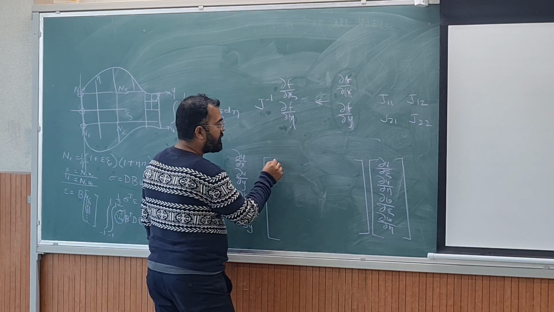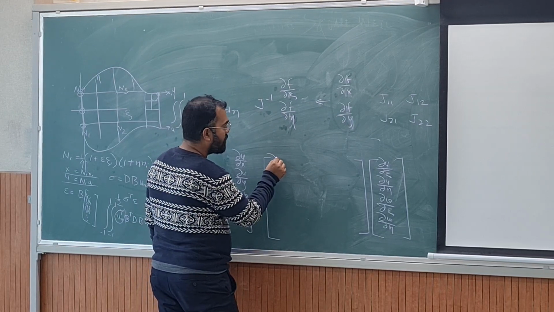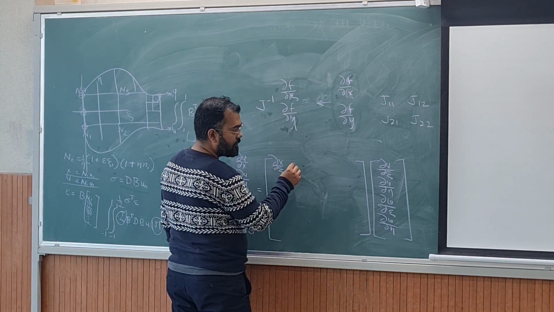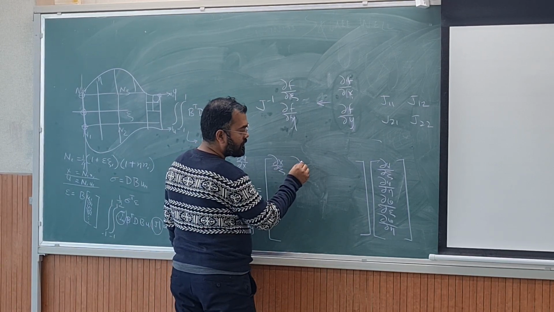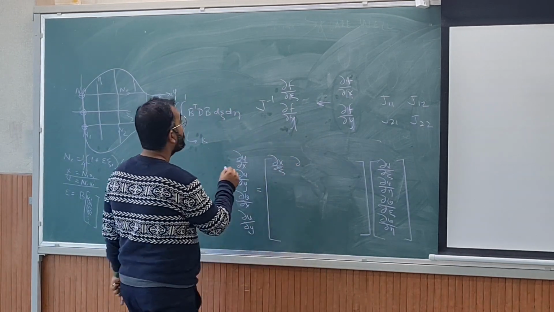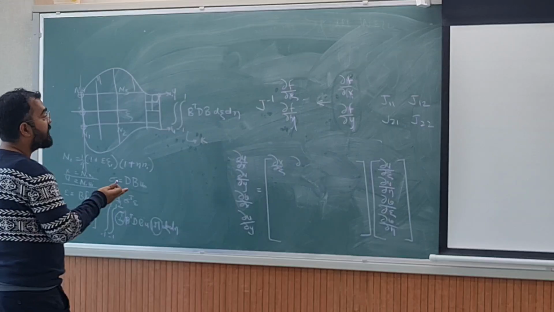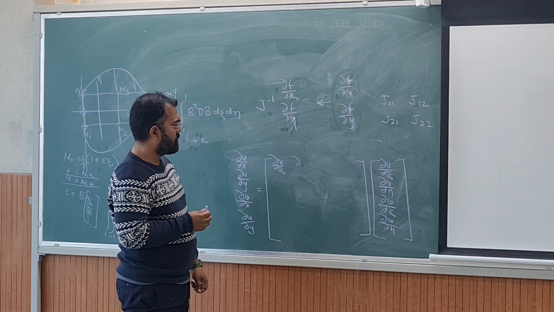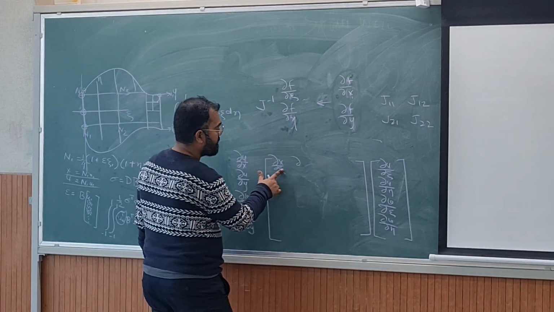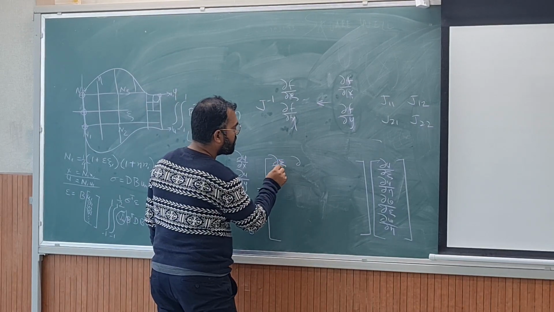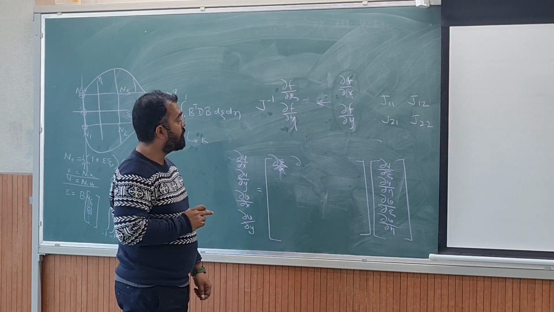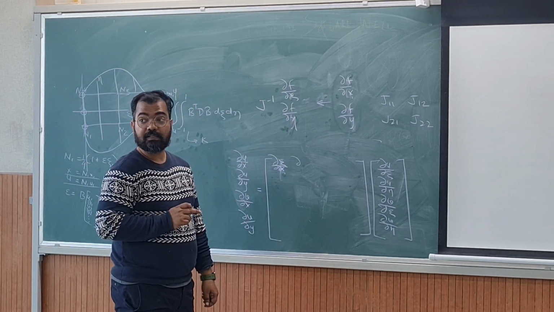So I will have here what? Del x by del epsilon, del epsilon by del x, del x by del eta. Do I have del x by del eta? Del epsilon by del x. Where is the J matrix? Del epsilon by del x. And then what will I have here? Del u by del eta by del x.